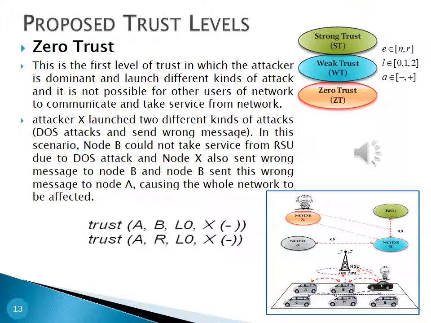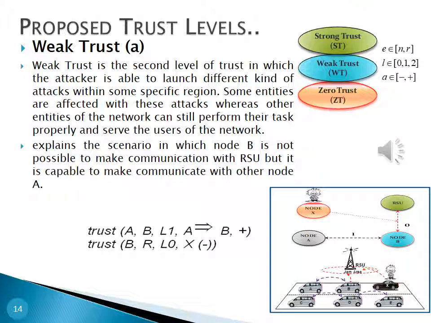Proposed trust levels. Zero trust. This is the first level of trust, in which the attacker is dominant and launches different kinds of attacks, and it is not possible for other users of the network to communicate and take service from the network. Attacker X launched two different kinds of attacks, DOS attacks and sending wrong messages. In this scenario, Node B could not take service from RSU due to the DOS attack, and Node X also sent a wrong message to Node B, and Node B sent this wrong message to Node A, causing the whole network to be affected.